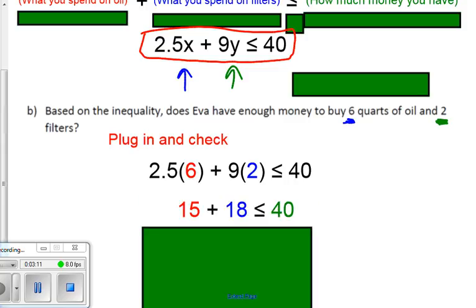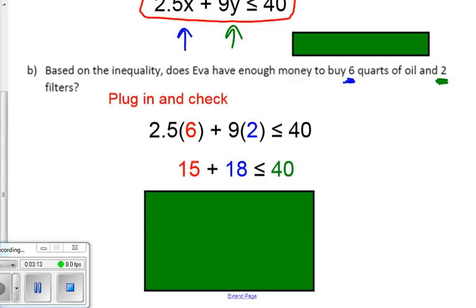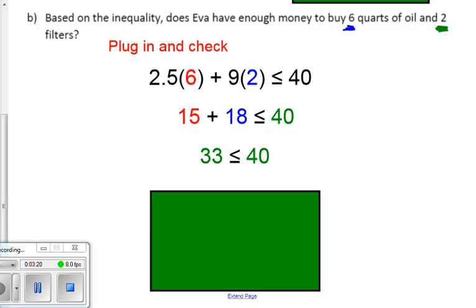Well, 2.5 times 6 is going to be 15. 9 times 2 is going to be 18. And 15 plus 18 is $33 in total that she's spending, which is actually less than $40. So yes, she can definitely afford to do that. All right, and that'll conclude 2.5.